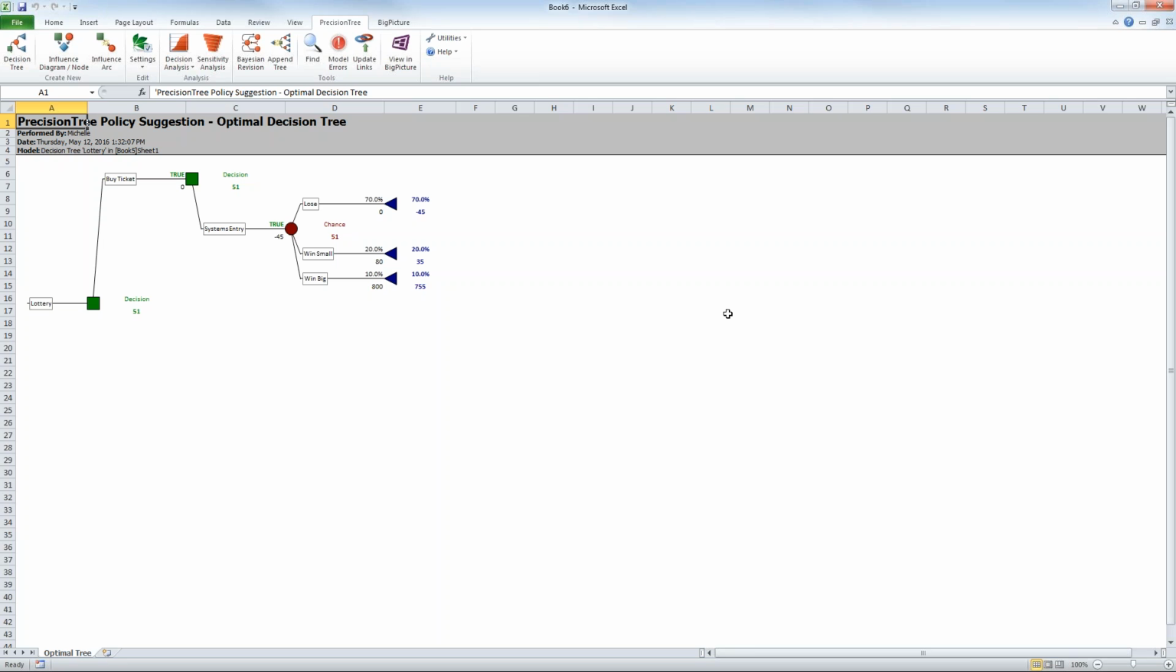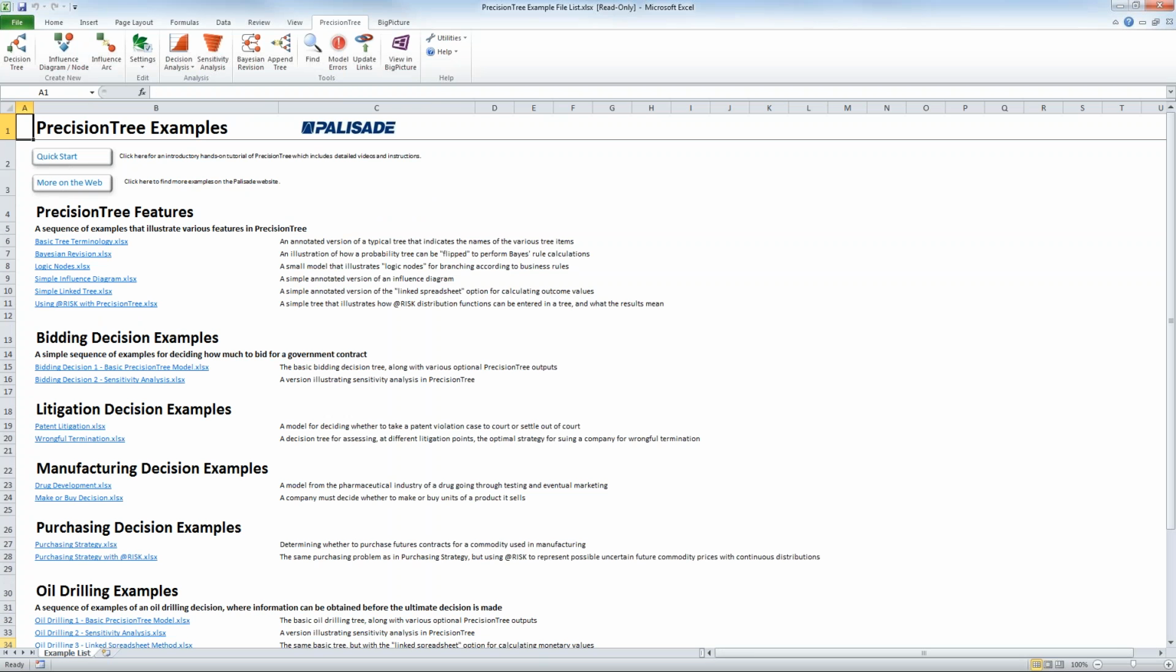So now we've kind of gone through this whole thing with PrecisionTree and doing a decision tree. Now, what if we want to present this to others? Well, we could present this if we wanted to, or we can go back. Oops, I just did not mean to collapse that one out. Let me go back to my example here.